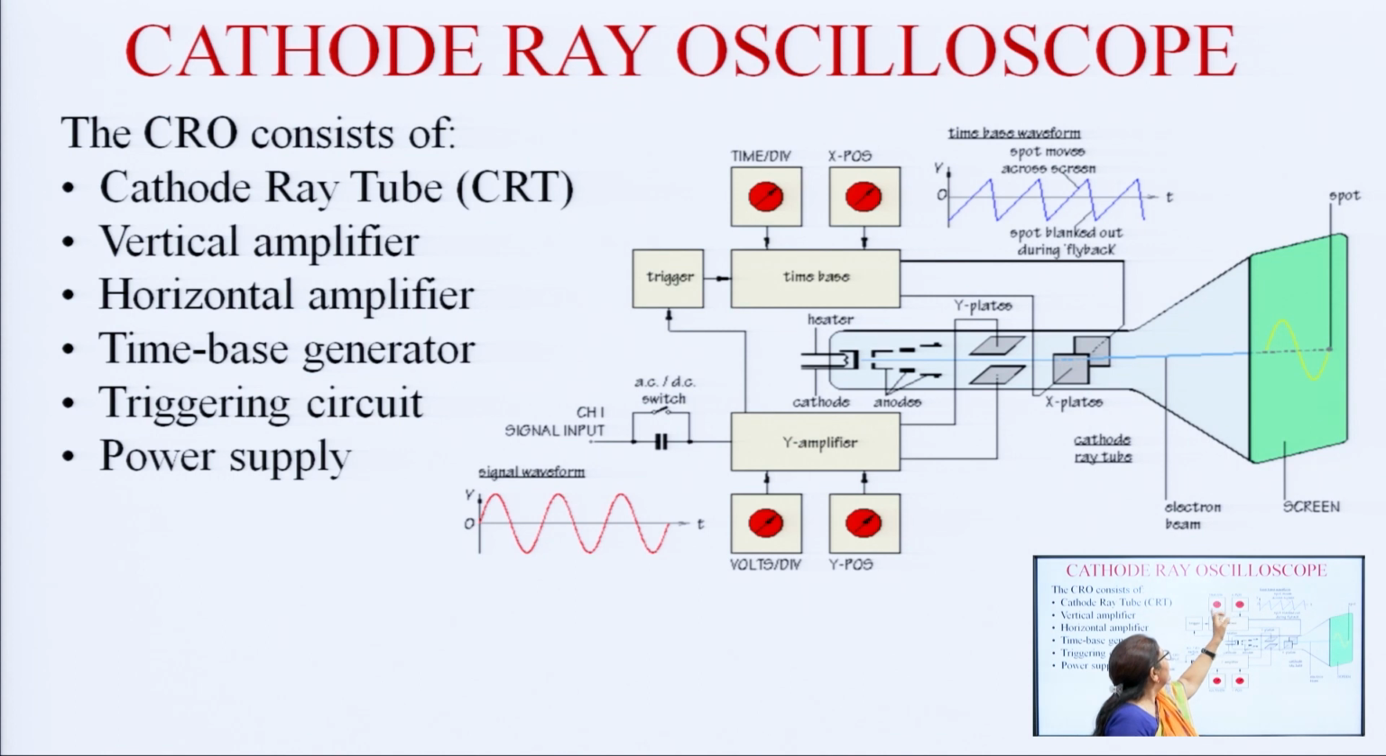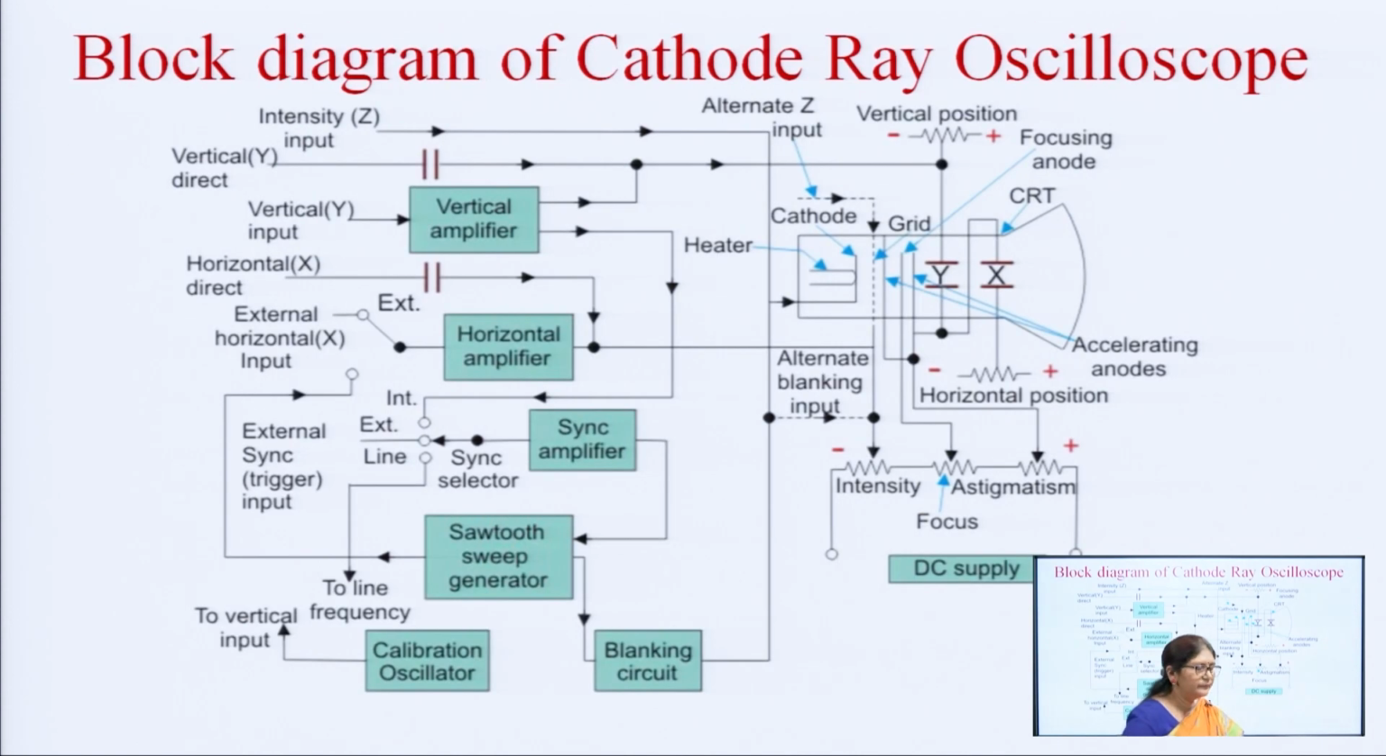And then there are two controls in the time base generator: the X position and the time per division. For X position, a DC voltage is applied, and when this DC voltage is applied we can move the waveform to the right-hand side, and by this knob we can change the time per division. So, this is the main circuit of the CRO.